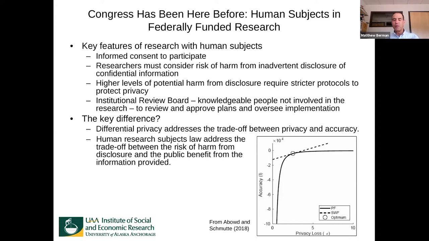And so the human research subjects law requires stricter protocols to protect privacy when there are higher levels of potential harm from disclosure. It specifically says that if the risk of harm is higher, you have to take more care in protecting that information.